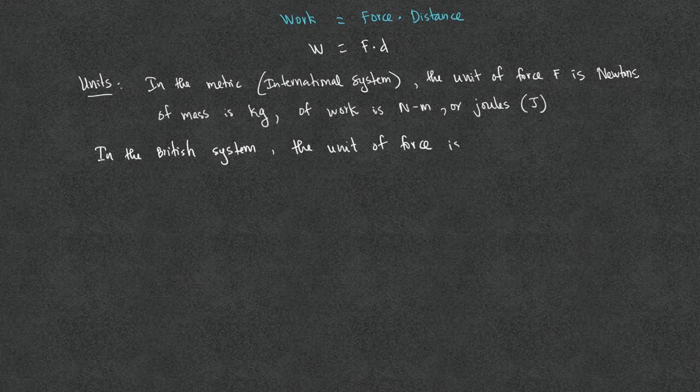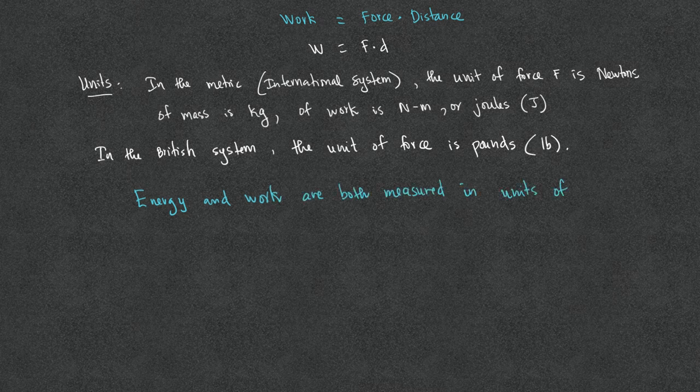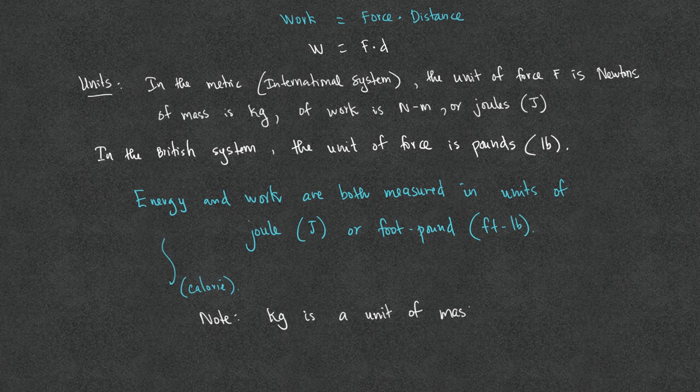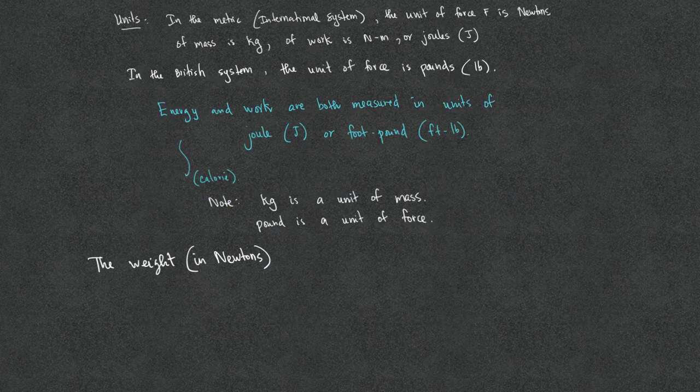In the British system, the unit of force is pounds. Depending on which system is used, the metric or the British system, energy and work are measured in units of joules or foot-pounds. Joule in the metric or international system, foot-pound in the British system. Another unit of energy is the calorie. Note that kilogram is a unit of mass, whereas pound is a unit of force.